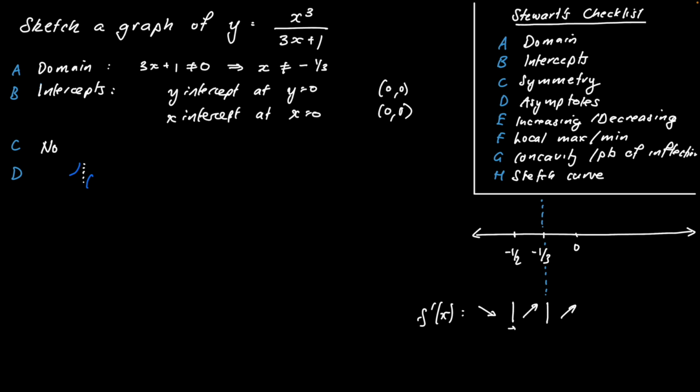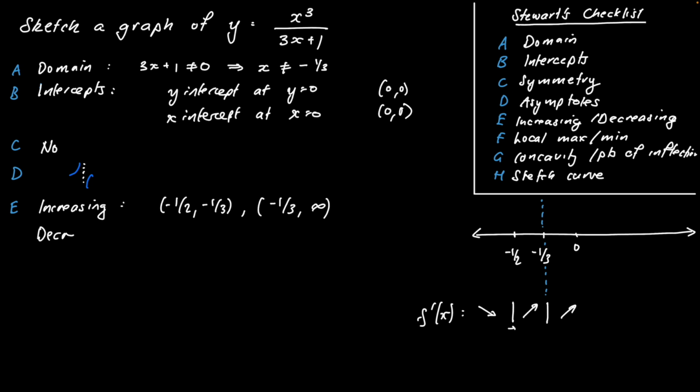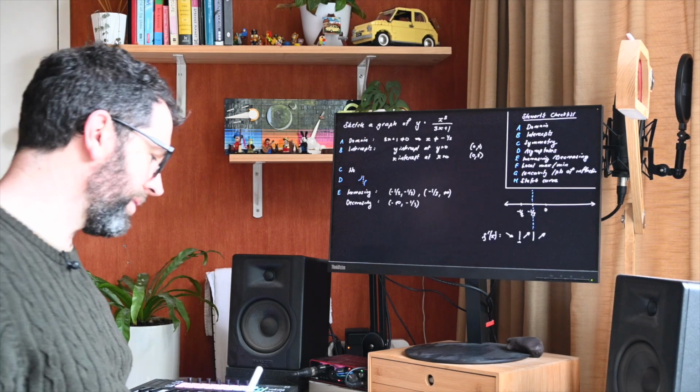All right, and if we wanted to do this in terms of writing down intervals, we could write that in interval form. So we can say it's increasing between negative a half and negative a third, and also between negative a third and positive infinity, remembering there's an asymptote in the middle there, splitting those two intervals up, and it's decreasing on negative infinity through to negative a third. All right, we're getting there.